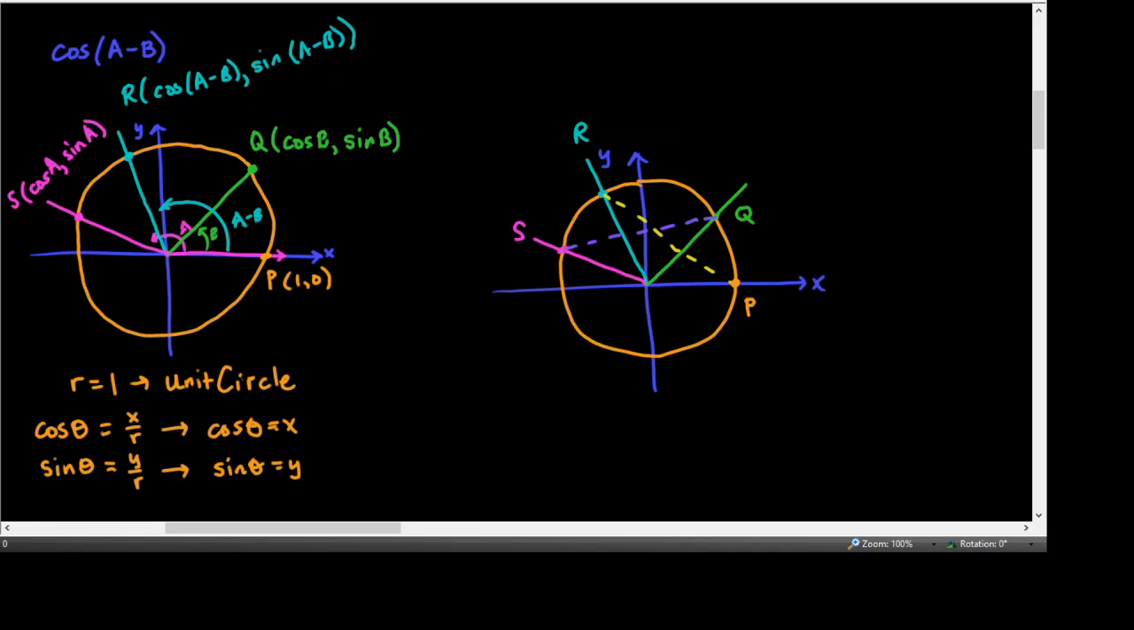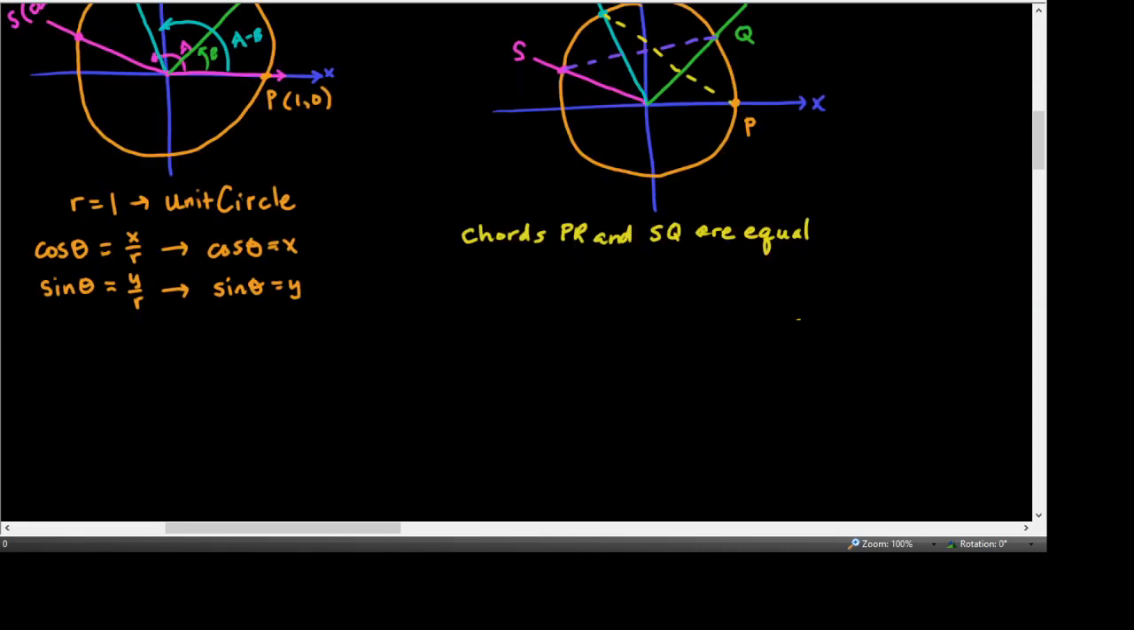Okay. So my conclusion would be that the chords PR and SQ are equal. Okay, so to find the length of a chord, that's the distance between 2 points in the plane, I can use the distance formula. So if I want to start with the idea that chord PR, oops, I'll write the P first, PR is the same length as SQ.